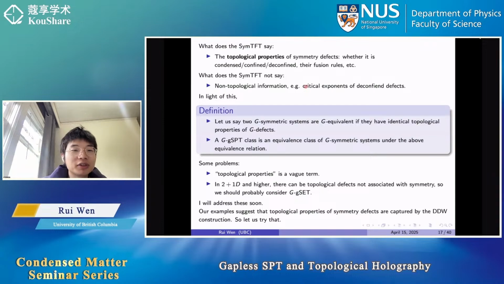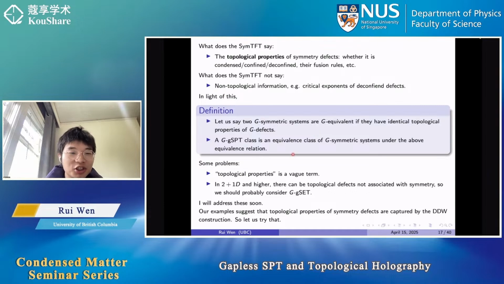Okay, so in light of this, let's give the following definition, which is a little bit better than what we gave before. Let's say two G-symmetric systems are G-equivalent if they have identical topological properties of G defects. By G defects, I mean the G charges and G domain walls and their combinations.